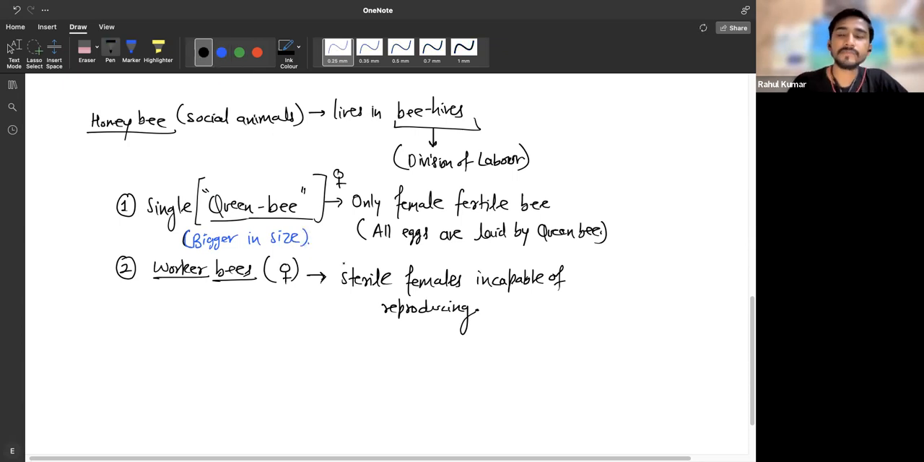And queen bee secretes a pheromone. You know what is a pheromone? It's a chemical that is produced from one animal's body. It's like a scent or smell, which attracts or gives signals to other organisms.